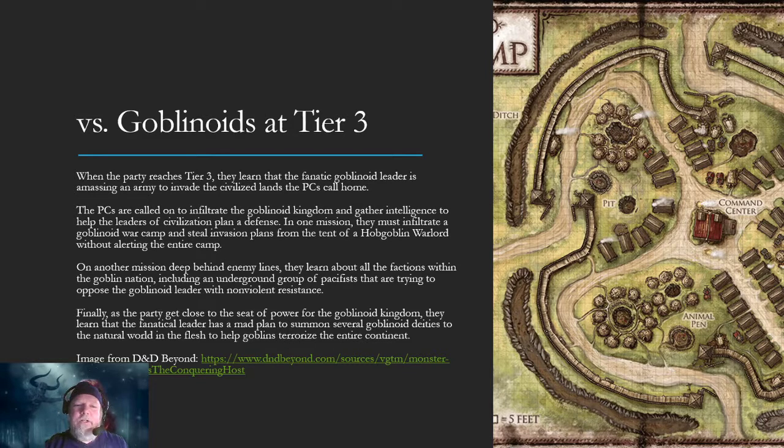On another mission, you go deep behind enemy lines, and the PCs learn about all of the factions within the Goblin Nation, including perhaps they run across, if you want to throw some wrinkles in there, an underground group of pacifists that are trying to oppose the Goblinoid leader with non-violent resistance. Yeah, you got a Goblin Gandhi in there somewhere.